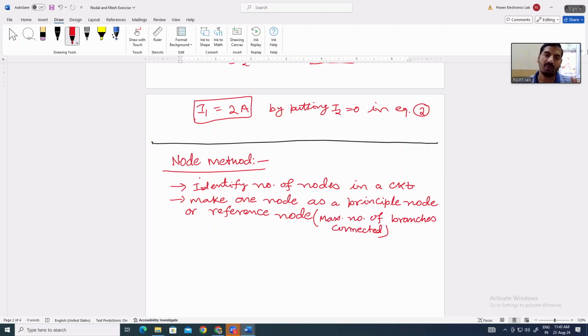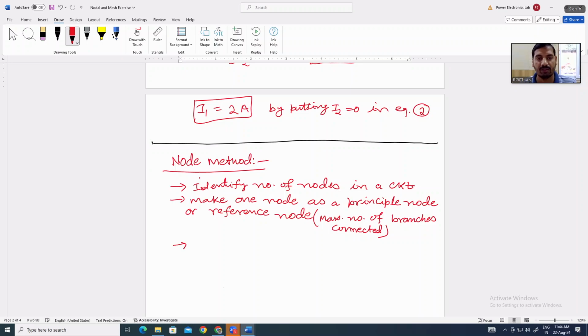So firstly we have to identify the number of nodes in a circuit, कितने नोड बन रहे हैं, then we have to assume one node as a reference node, and reference node is a node from where maximum number of branches are connected. Okay, and in most of the problems you can see that in the bottom of the circuit we are assuming as a reference node due to the maximum number of branches connected and for the simplicity also.